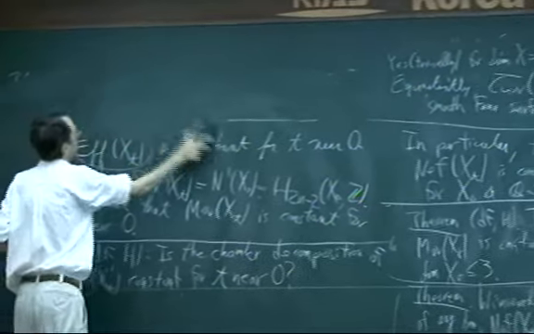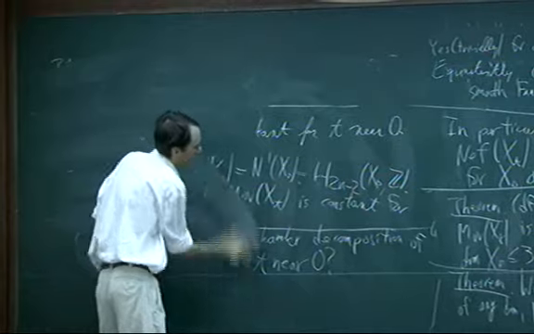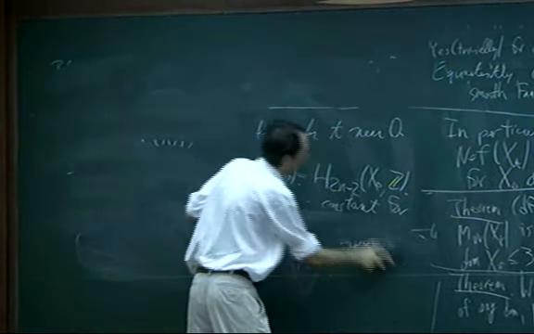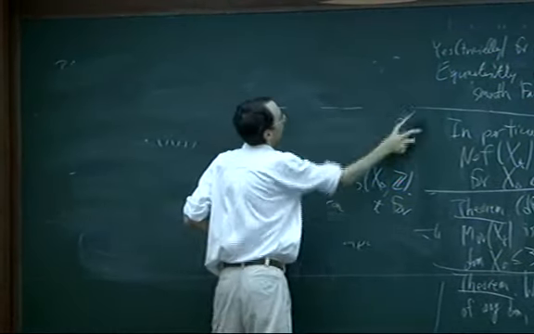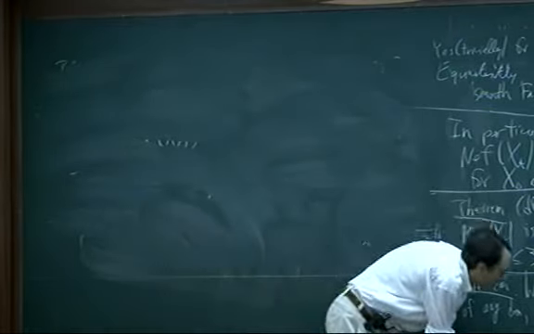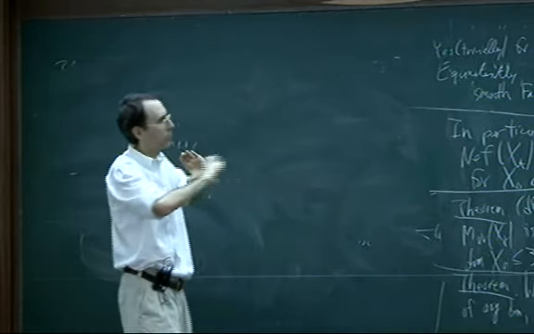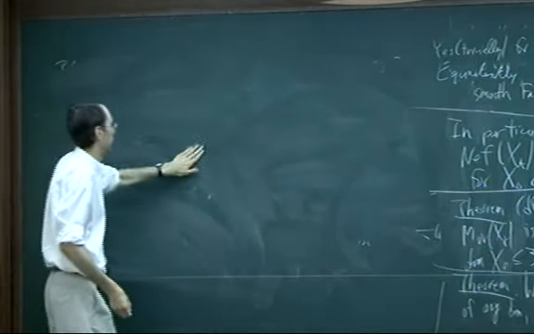Here's a flop of 4-folds. It doesn't change the intersection form. And why doesn't it change the intersection form? I was just claiming that, but why? Well, it's well known to some people in the audience. It's because x naught and y naught, these two smooth varieties, are deformation equivalent to each other in this case.